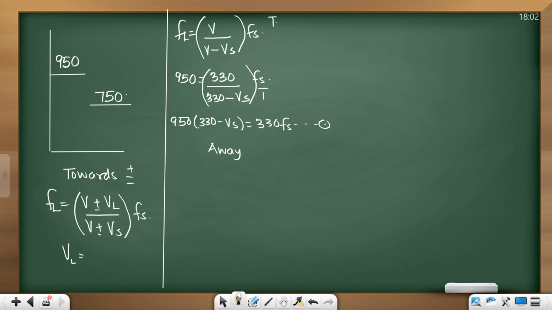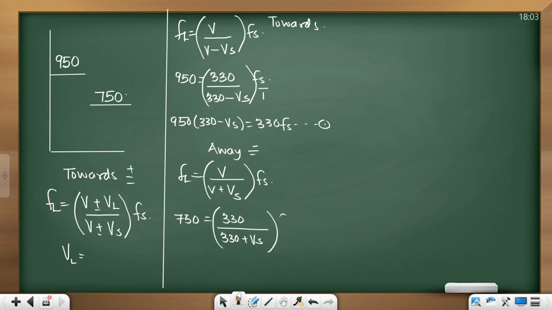Then we come for the away. This one is towards. Let's finish. FL, it's now minus on top and plus at the bottom. V plus Vs. Fs. Okay, what's our FL? 750, 330 over 330 plus Vs.